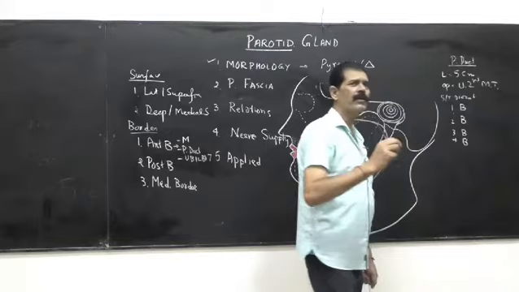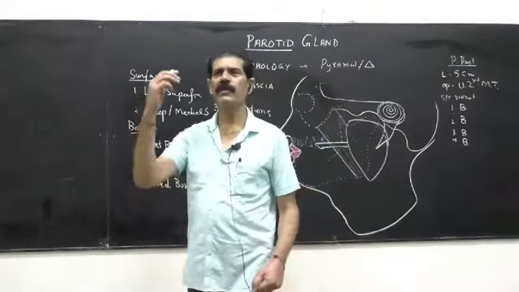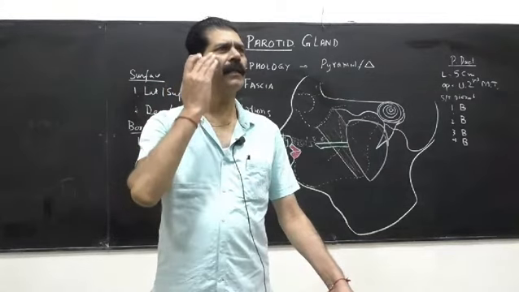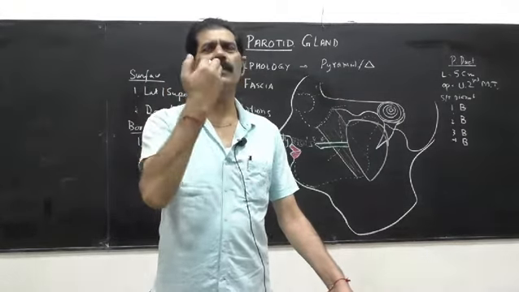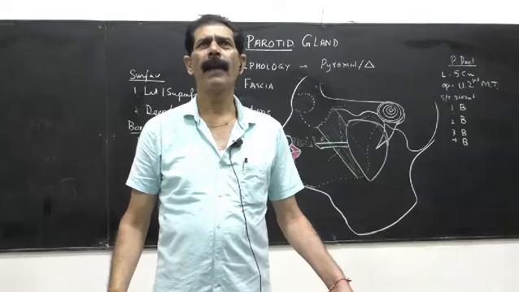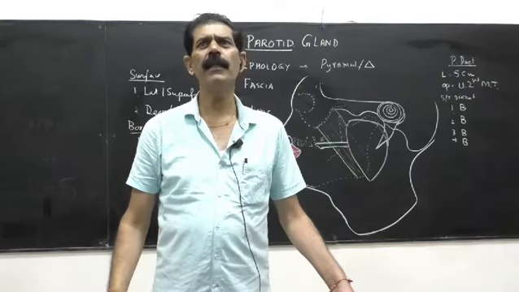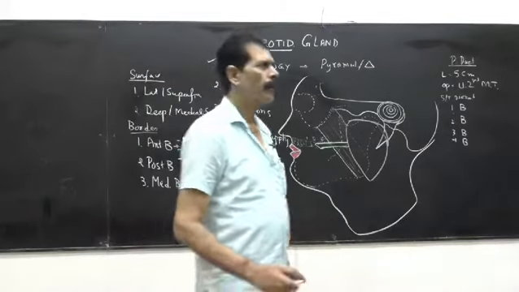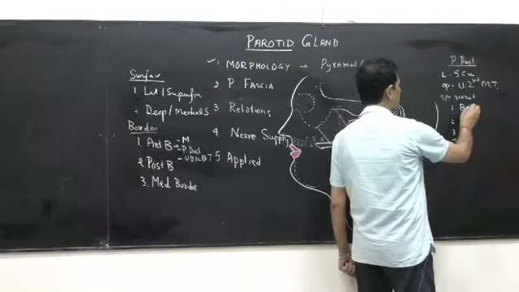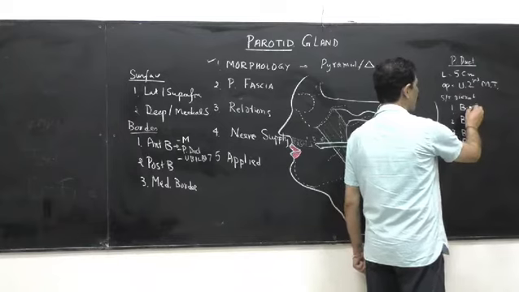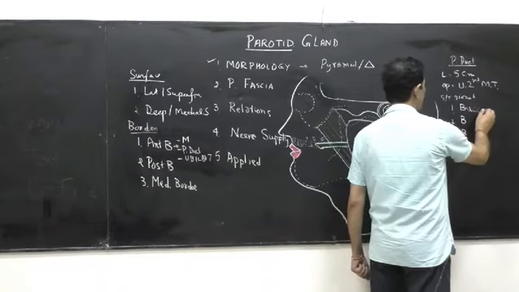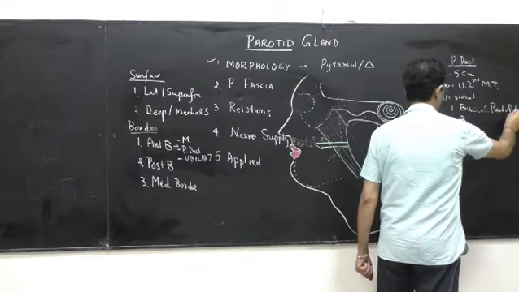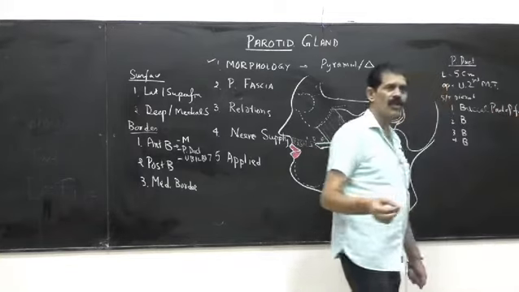So 4 B's you have to remember, and sequence is very important. It lies outside. The first B which it pierces to go inside is the B for... anybody? First is the buccal pad of fat, because it lies in the superficial fascia.